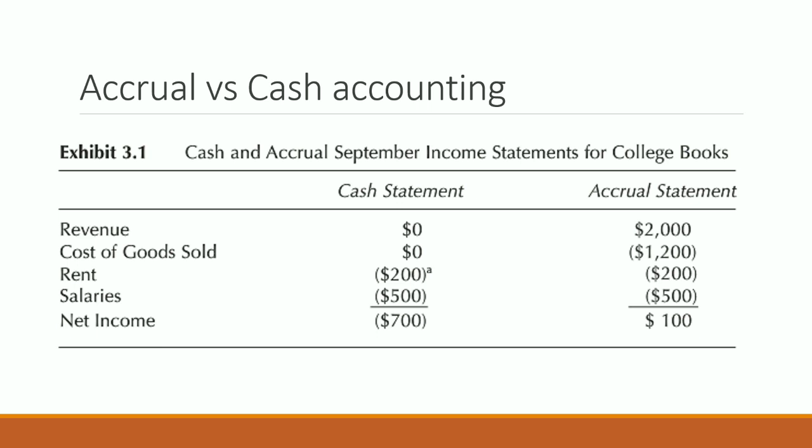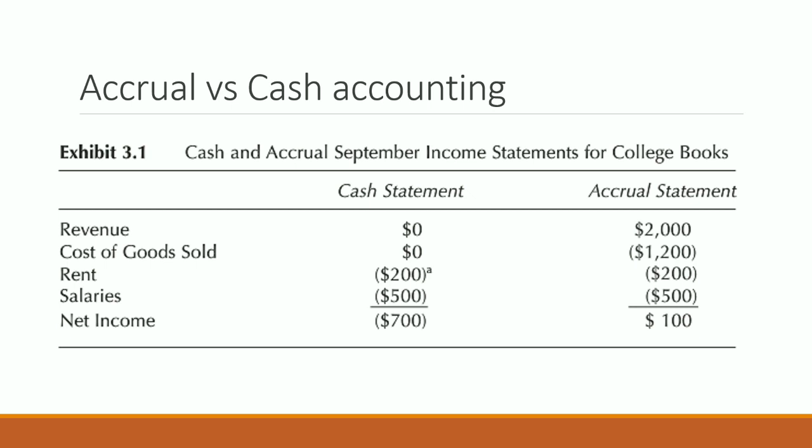In September, they didn't receive any revenue because the books were not paid for until October. They also did not buy any books in September. All of the books were purchased in June, July, and August. They did, however, have to pay rent and salary, so they had a net income of negative $700 in September.